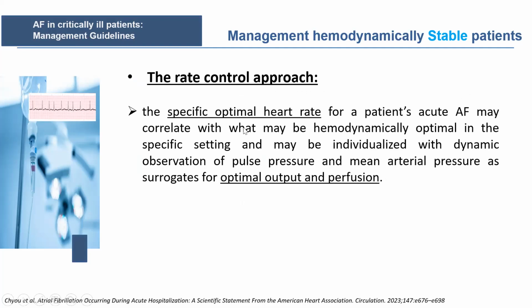What is the target heart rate? So you are going to give this medication to achieve a controlled ventricular rate. But what is your target? How far do you want to reduce the heart rate? This, of course, depends on the hemodynamic status of the patient. You need to optimize the cardiac output of the patient and maintain adequate tissue perfusion, guided by different measures of cardiac output, like pulse pressure and mean arterial pressure.